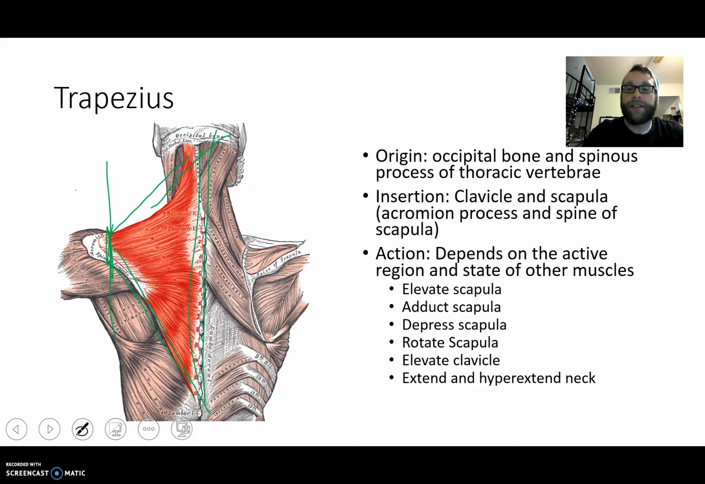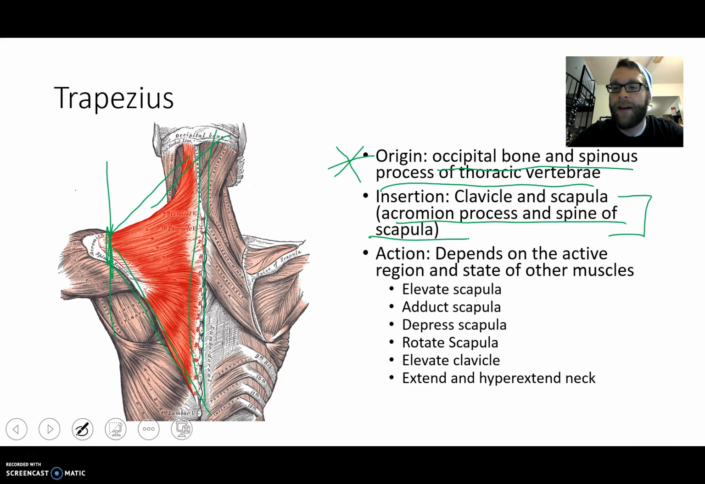Trapezius, its origin: occipital bone and spinous process of the thoracic vertebra. Occipital bone and spinous process of thoracic vertebra. All of this is completely acceptable to write for the origin. You're going to have to write it all for the trapezius. If you memorize the trapezius muscle as is, you're going to have to write for me all of that information. Insertion: clavicle and scapula. A better way to say that is acromion process and spine of scapula. I would prefer you write acromion process and spine of scapula, because you can tell here, if you look, acromion process, spine of scapula on this part of the muscle, occipital bone, thoracic vertebra, all the way down, trapezius there, in that center part.